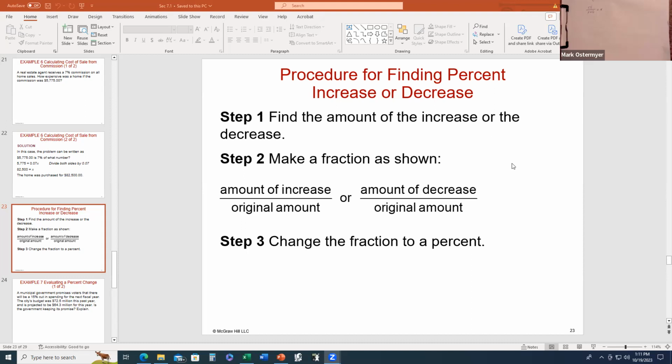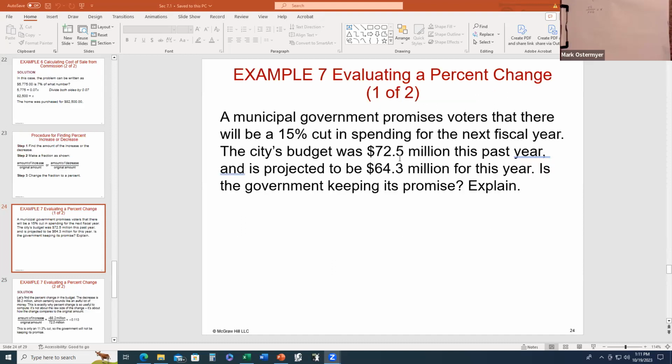And then you turn a decimal into a percent by shifting this decimal point 2 places to the right and adding the percent symbol. Or what if we have a decrease? To compute the percent decrease, we would take the amount of decrease and divide it by the original amount. That'll give us a decimal. And then we just convert the decimal to a percent, and we'll have the percent decrease. Let's see how these things work here. All right, here's an example. A municipal government promises voters that there will be a 15% cut in spending for the next fiscal year.